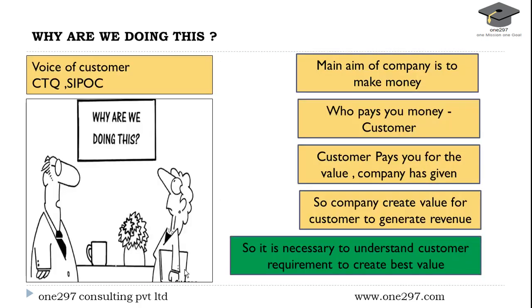So there will be a question in your mind, why are we doing this? Voice of customer, CTQ and CPOC. So the main aim of the company is to make money. Who pays you money? Obviously customer. Why does the customer pay you money? Customer pays you money for the value the company has given. So the company creates value for the customer to generate revenue. So it is necessary to understand the customer requirement to create the best value.